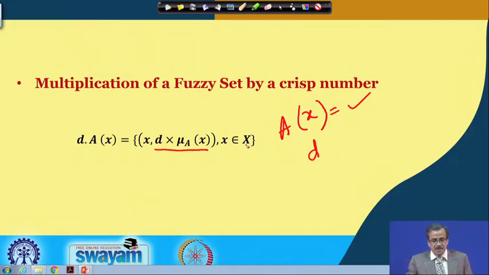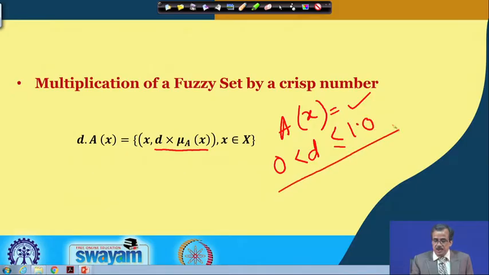Now, here the range for this particular d, generally we consider d greater than 0 and less than or equal to 1.0. Now, my question is, why do you need this? We need this concept because if you want to optimize the shape and size of the membership function distribution, we will have to consider this concept of multiplication of a fuzzy set by a crisp number.